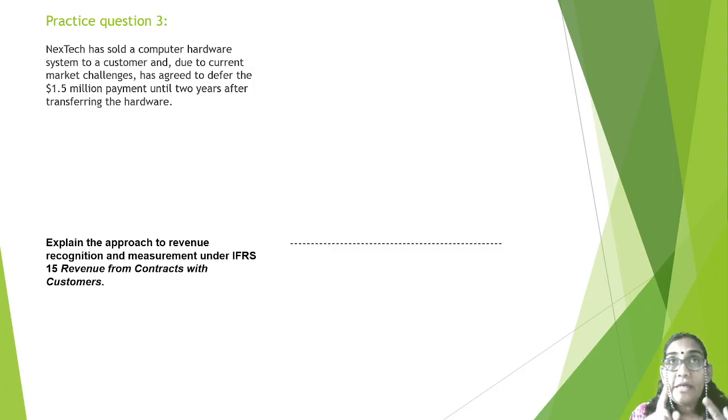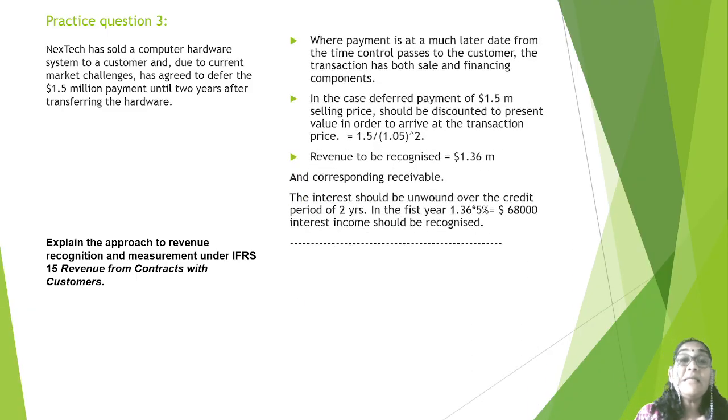Now, whenever there is a significant time gap between transfer of control and the payment to be received, there definitely will be a financing component. So how do you structure an answer in this case? Where payment is at a much later date from the time control passes to the customer, the transaction has both the sale and the financing component.